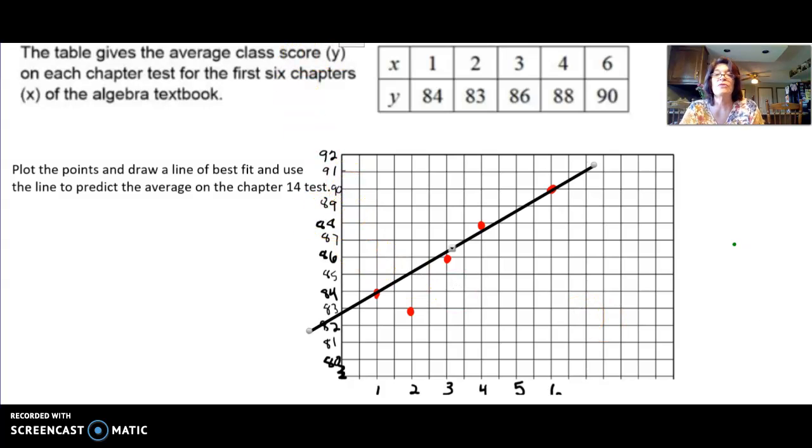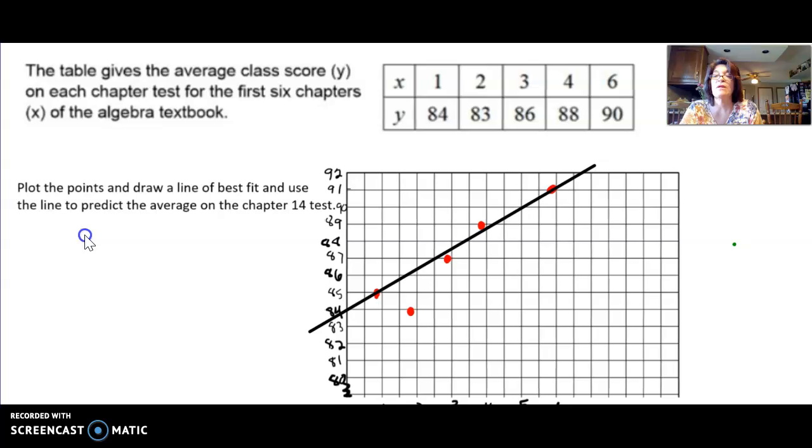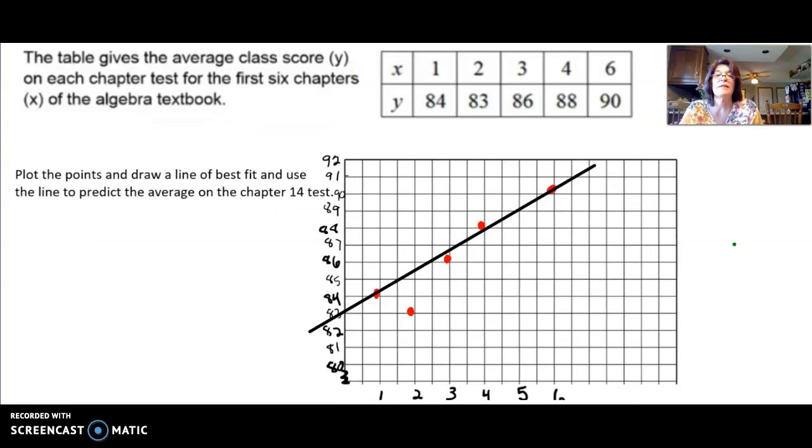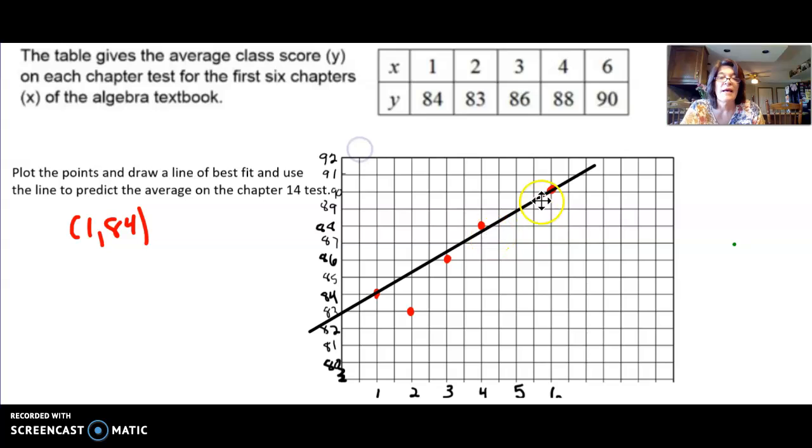Okay, so now I'm going to use these points and try to figure out an equation I can use to best estimate what you would get on the chapter 14 test. I'm going to use the 184 for me, since that's going through my graph. I kind of moved my line. There we go. And I might as well use 690 as well.